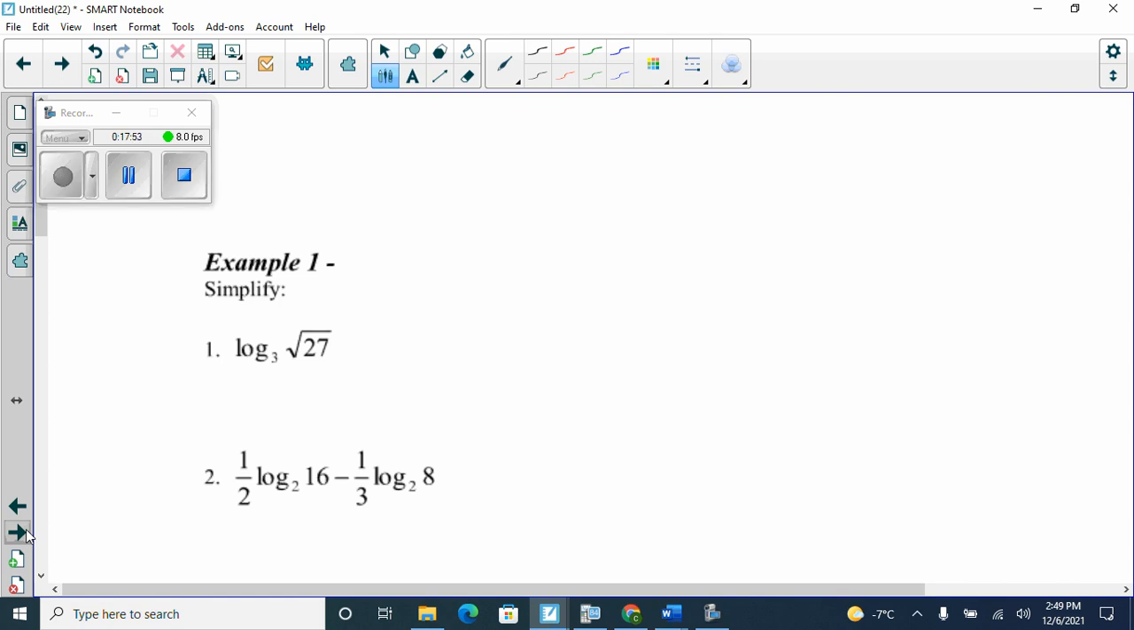Or root 27. I don't want you to do this in your calculator. We're going to do it in our heads. Root 27 is the same as writing log base 3 of 27 to the what? Do you remember what the exponent is when it's a root? A half. Because remember, this is to the 1 and this is to the 2 index, and it drops underneath. Remember the 2 drops underneath? So you get 27 to the half.